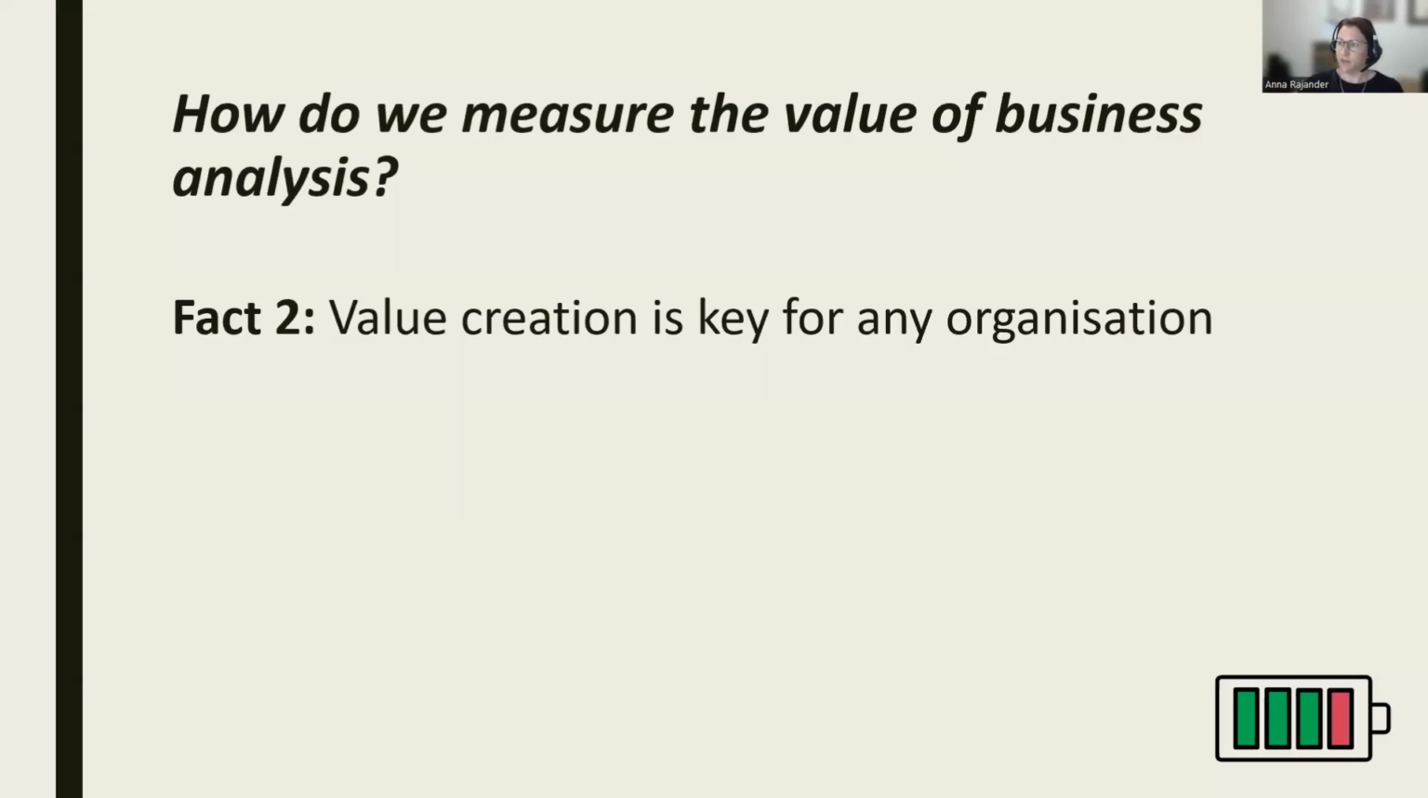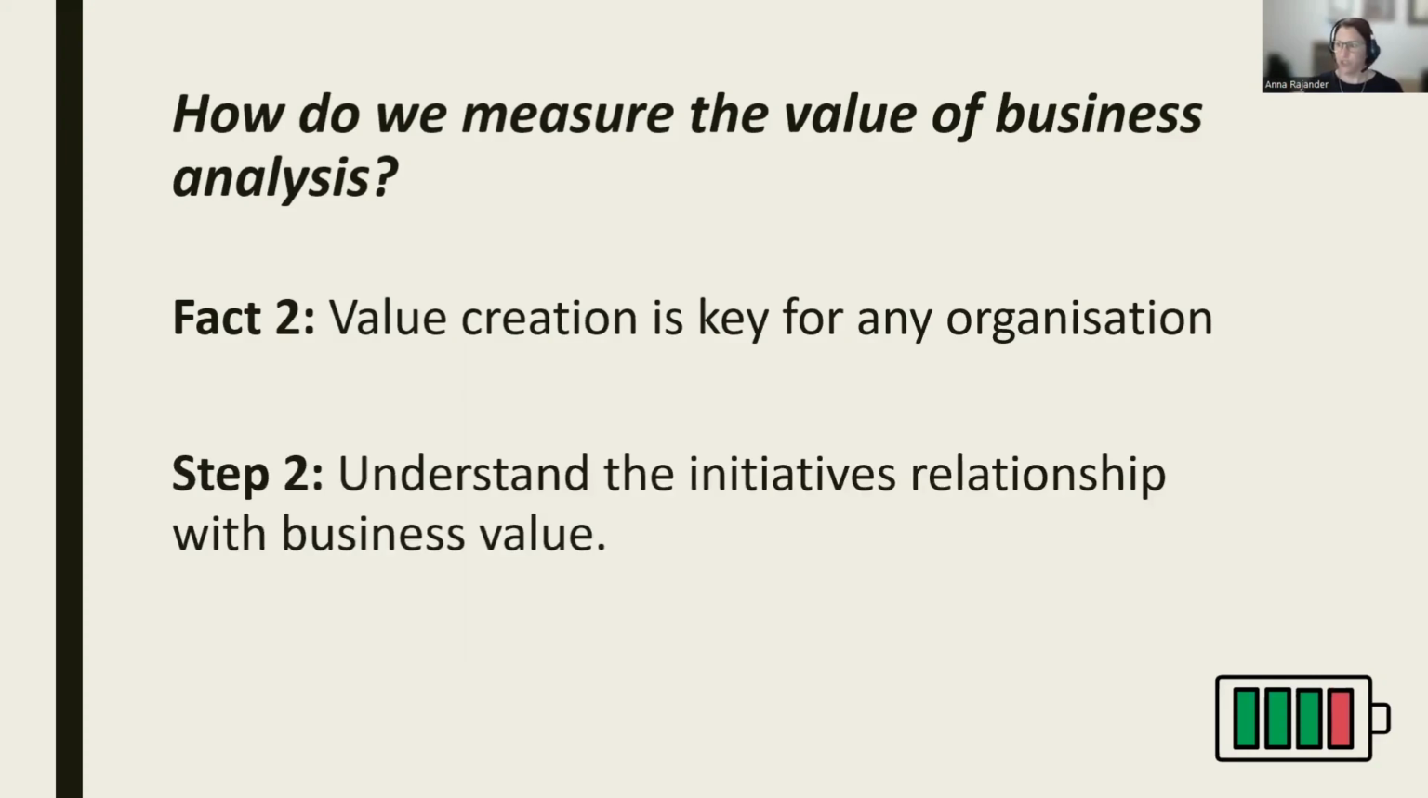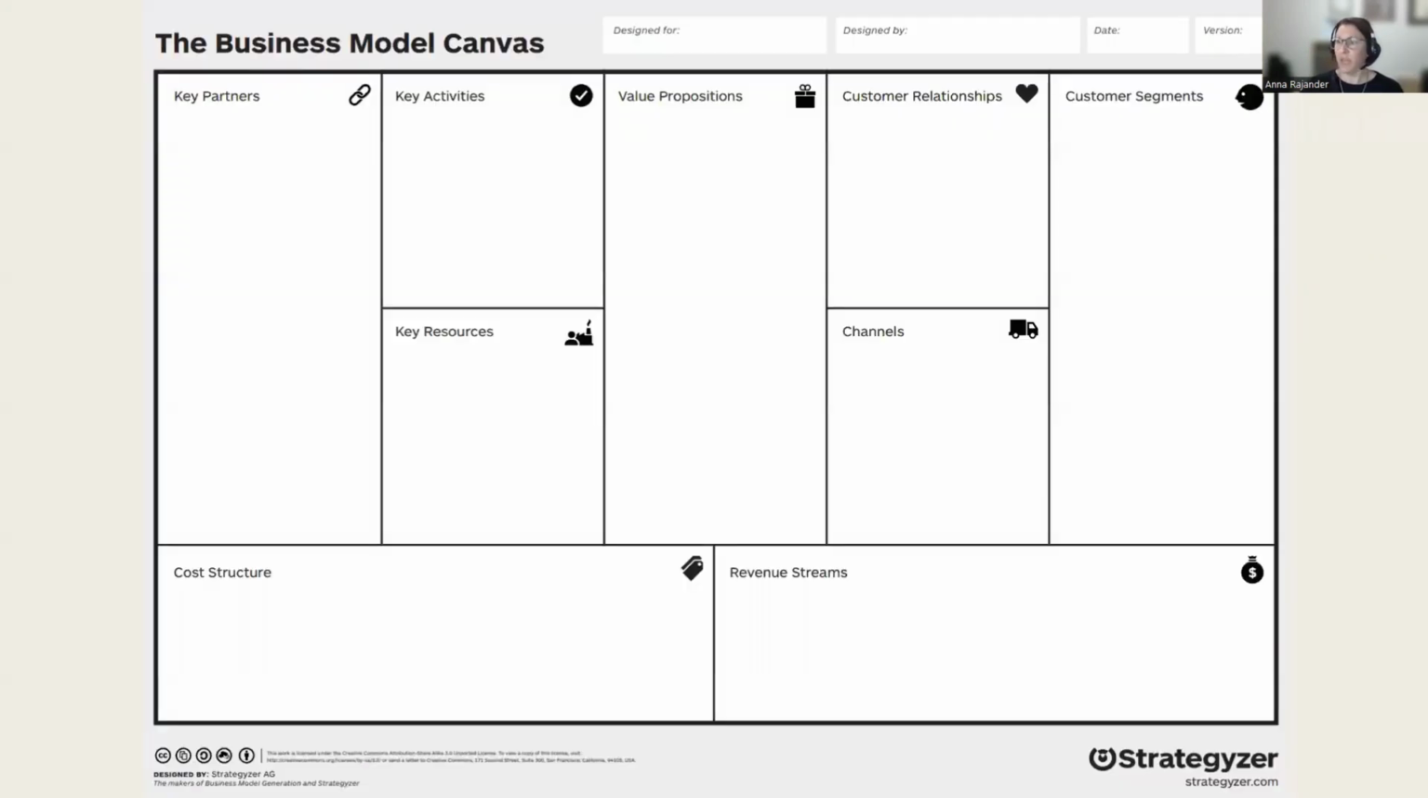So the second fact, value creation is key for any organisation. Essentially, anything an organisation does should have some relationship to its value proposition. That leads to step two: understand the initiative's relationship with business value. Whatever initiative you're working on as a business analyst, be it a project, some sort of pre-project work, an investigation, or some sort of continuous improvement activity, it should have some relationship with the value proposition. Business model canvas is a good way of looking at your value proposition and the relationship of everything the organisation does with that value proposition.